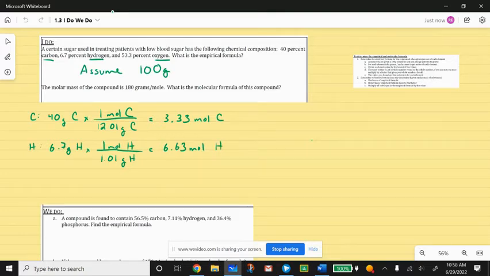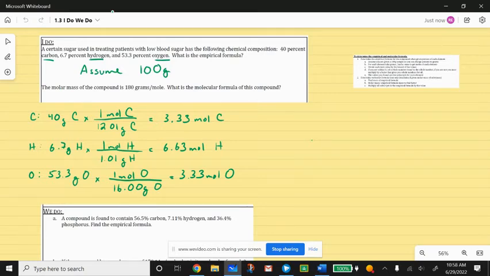And then the last element we have here is oxygen. And 53.3% is going to translate into 53.3 grams of oxygen. And the molar mass of oxygen is pretty much 16, so I'm going to use 16.00 grams. And that gives me 3.33 moles of oxygen. Now, it looks like we have a 3.33 to 6.63 to 3.33 mole ratio here. That's pretty much 1 to 2 to 1.